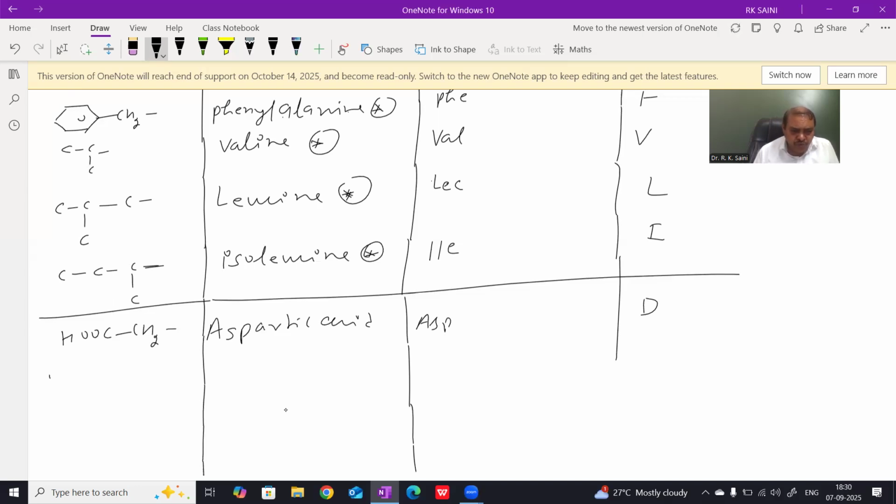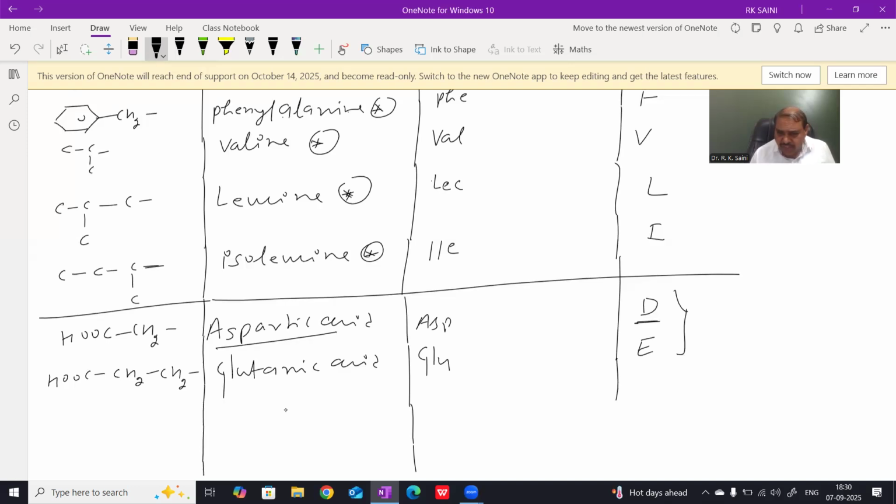Next, with one more CH2 in the structure, it is known as glutamic acid, with an extra COOH group. The three letter code is GLU and the single letter code is E. Note carefully: aspartic acid is denoted by D, and glutamic acid has the single letter code E.